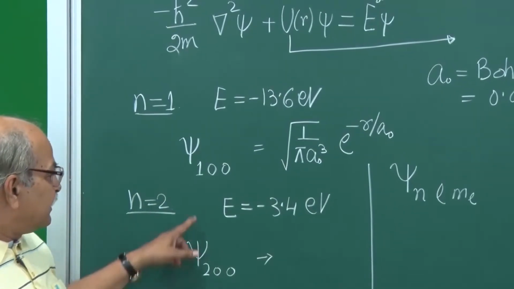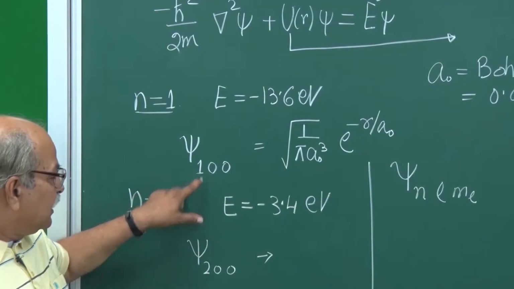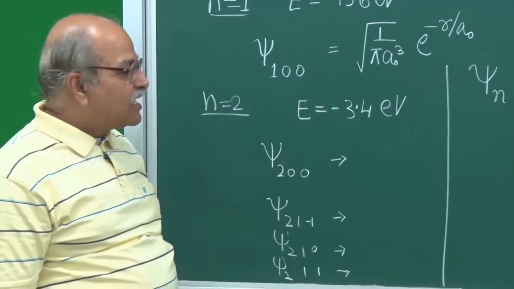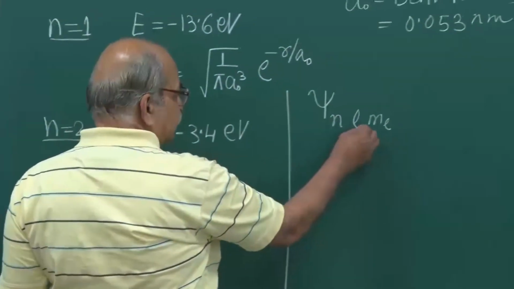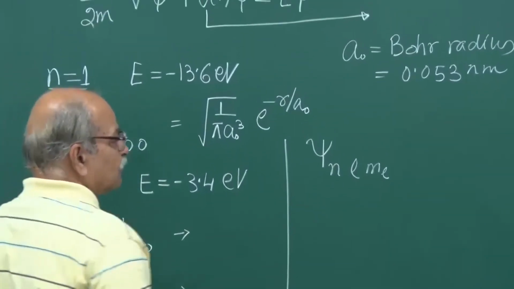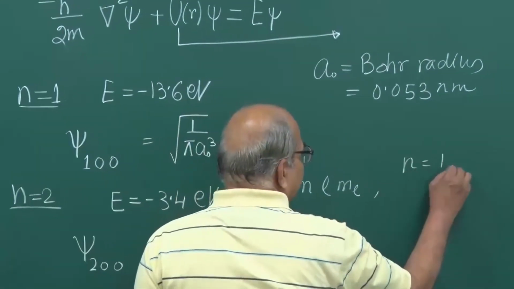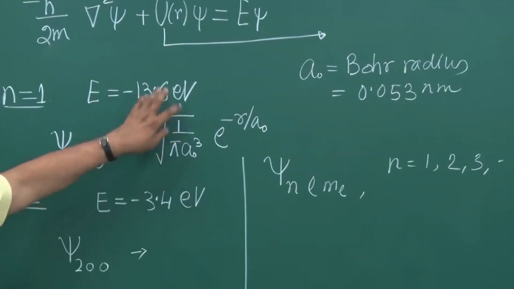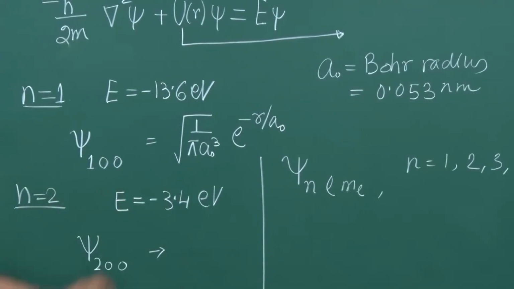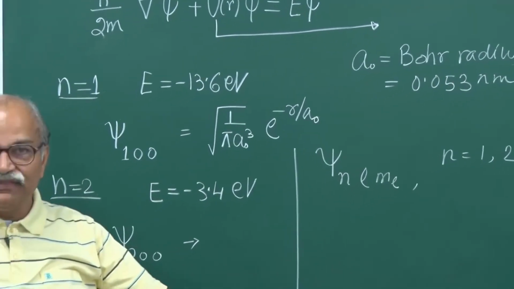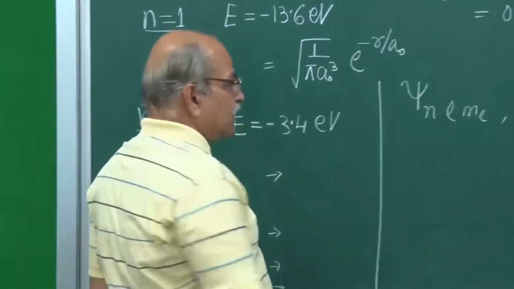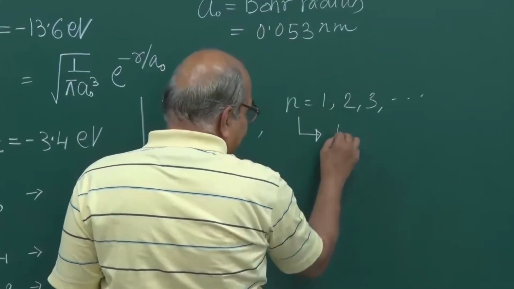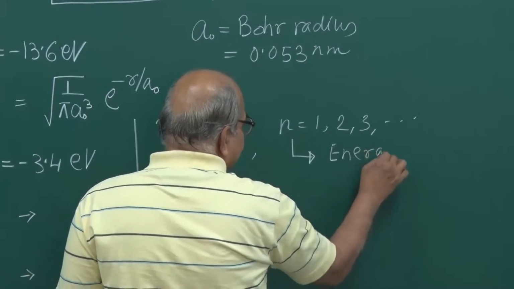So the first digit here is n. N is equal to 1, n is equal to 2, then n is equal to 3, and so on. And the second parameter is L. So n can be 1, 2, 3 and so on. Here n is 1, this is the energy; this is n equal to 2, this is the energy; n equal to 3, the energy will be minus 1.5 eV and so on. So that is n. It is related to energy, at least in this case.